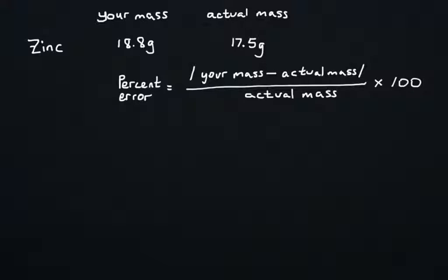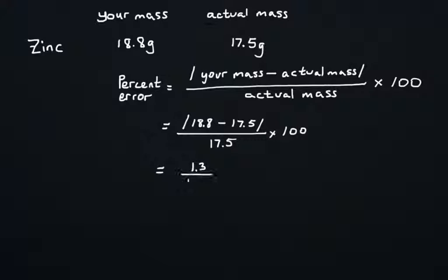All right, so I'm going to now plug my numbers into this equation. So I'll take 18.8 minus 17.5 divided by 17.5 times 100. And when I do that, I get 1.3 divided by 17.5. Now my number didn't end up as a negative number, so it doesn't matter. But if you have a negative number, get rid of it. The absolute value lets you do that.